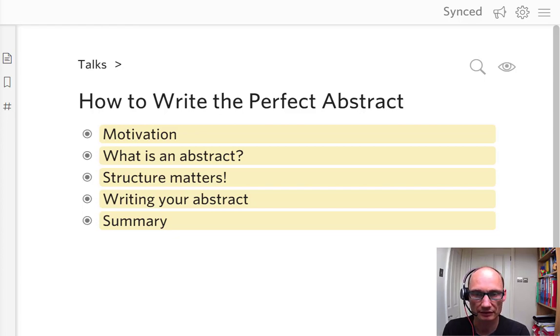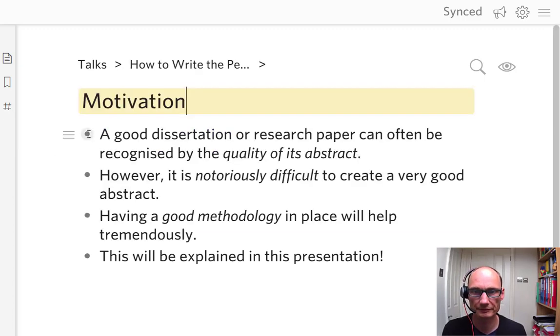And then the key slide is this one here. So structure matters. I will explain my approach, my methodology for creating a good structure for an abstract, and then we will reflect on the writing process, when to do it, how to do it, and finally I will summarize and give you some homework for the next video. So in order to start, let's zoom into the first slide.